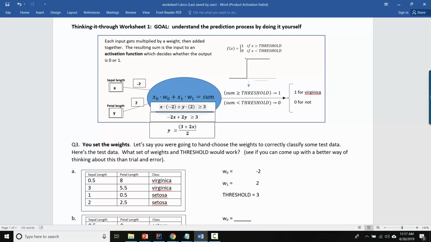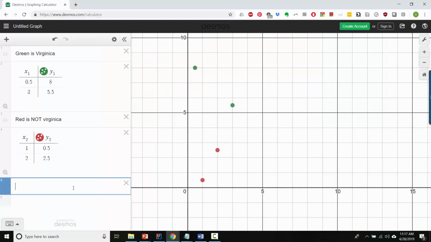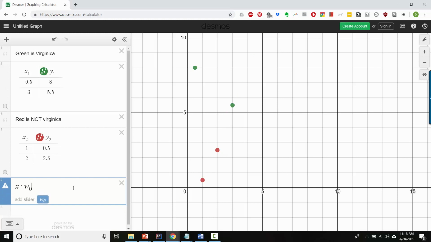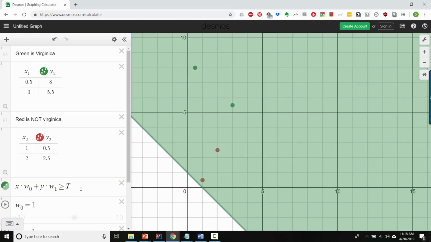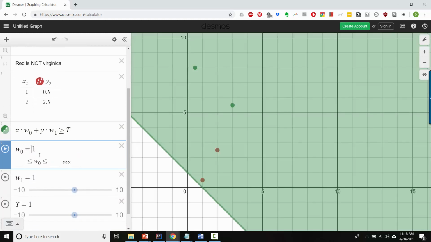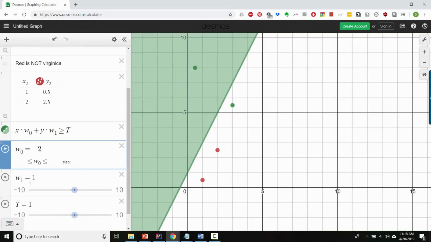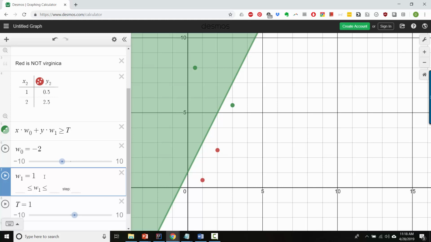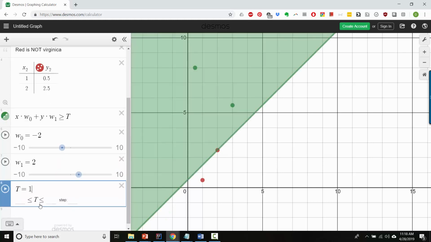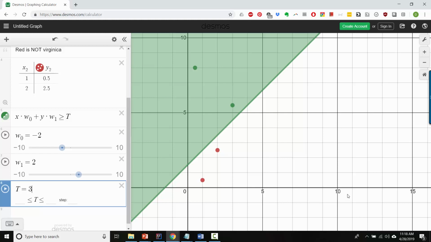So what I said was I've got x times my weight 0, I guess let's do weight 0, plus y times my weight 1. And in order to predict that that's a Virginica, it has to be bigger than some threshold that I'll call t. So let's fill that in. And then we said weight 0 was negative 2, and weight 1 was 2, and the threshold was 3. And there we go. So what are we noticing here?